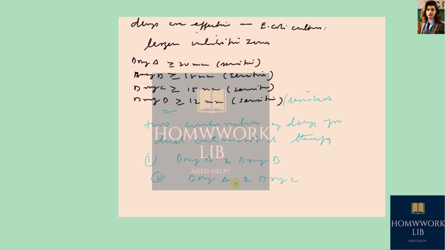So the combinations of drugs that could be employed for antimicrobial therapy are drug A and drug B as the first combination, and drug A and drug C as the second combination.